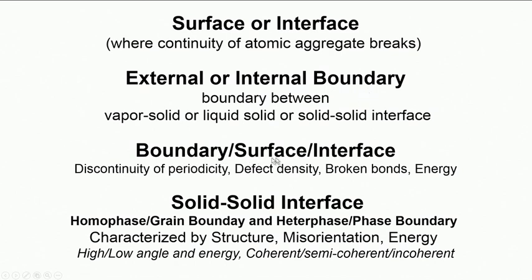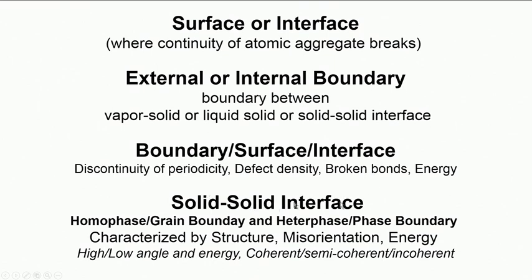So boundaries, surfaces or interfaces essentially allude to the fact that there is a discontinuity of periodicity, and a likelihood of having a certain density of defects. We certainly have broken bonds, because we do not maintain the same surrounding as we have in the interior of the crystal, and as a result of these broken bonds, there should be an energy component which is different from that inside the bulk.